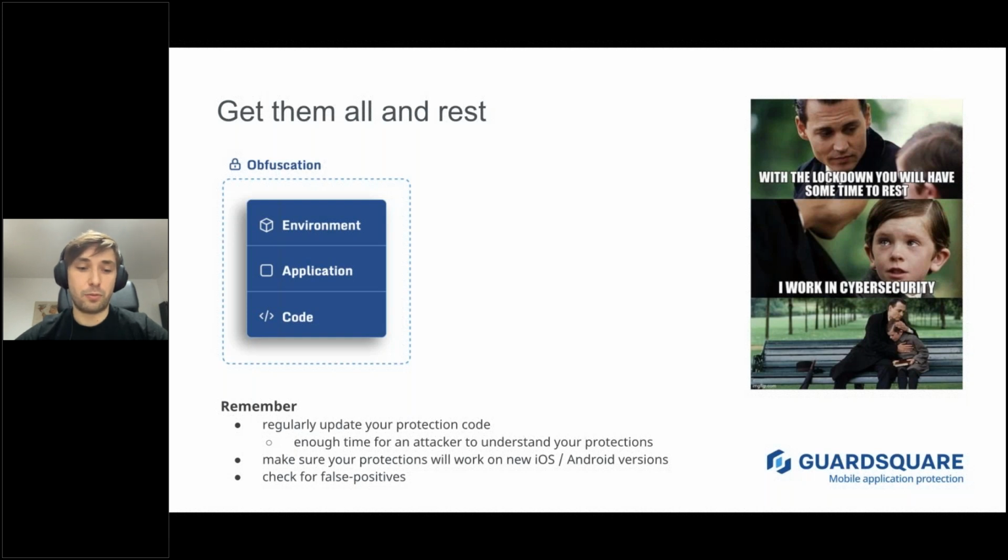But what's even worse, there could be false positives on new versions of the OS. So if there is a new false positive, then your check triggers, and it depends what you will do when your check triggers. But in most cases, it mostly crashes the app. So make sure to check new iOS and Android versions, and make sure that there are no false positives. So check out beta versions before the whole new version is released, and check if your protection works.